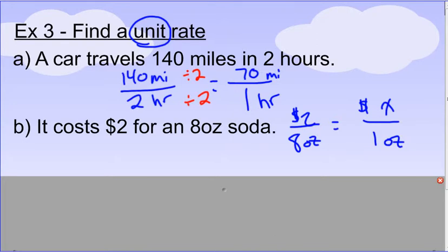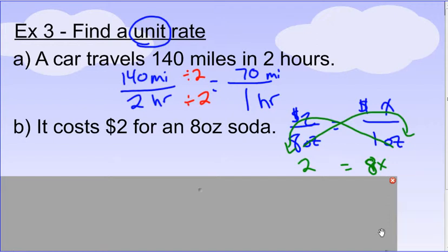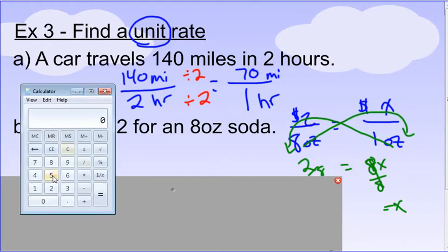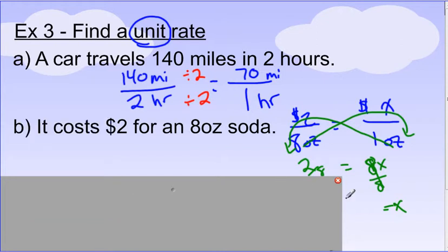Now, I'm going to cross multiply because I like it. So I'm going to take 1 times 2 is 2. 8 times x is 8x. That's not an 8, that's an 8. Do I have space over here? I do. All right. And then I'm going to divide both sides by 8. These cancel out. x equals, and do you know what 2 divided by 8 is? I do, but I'll show. 2 divided by 8 equals 0.25. So my missing piece, my x, is 0.25.